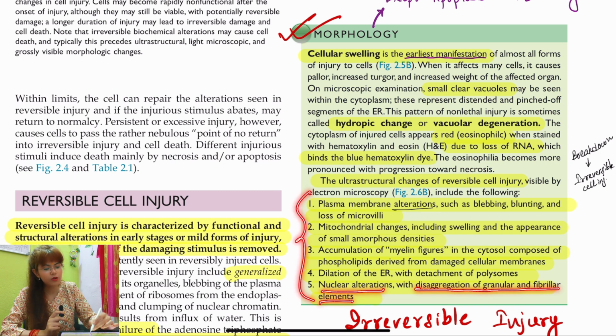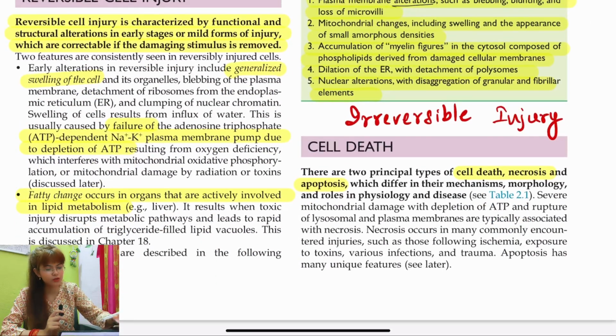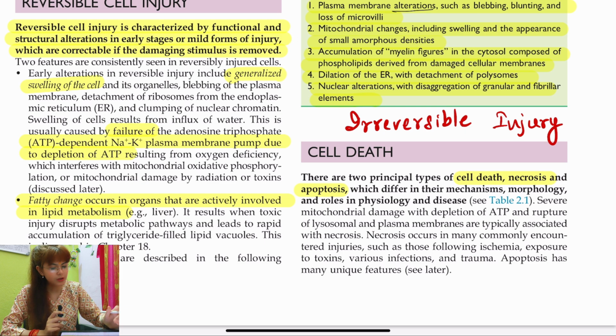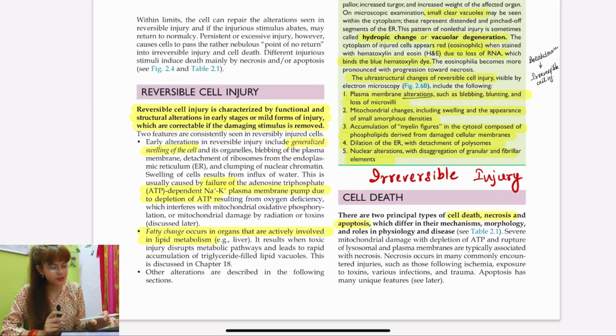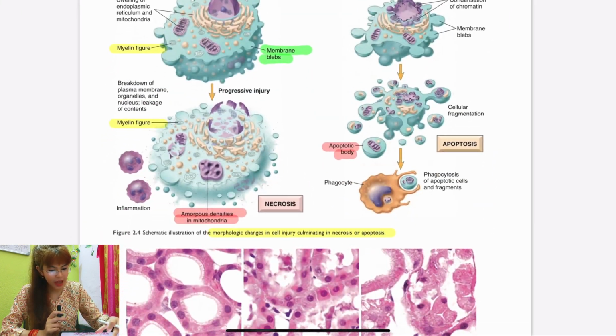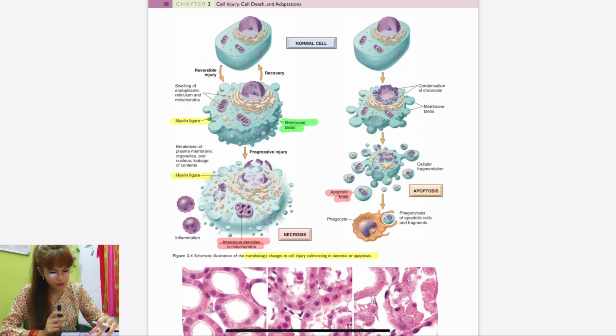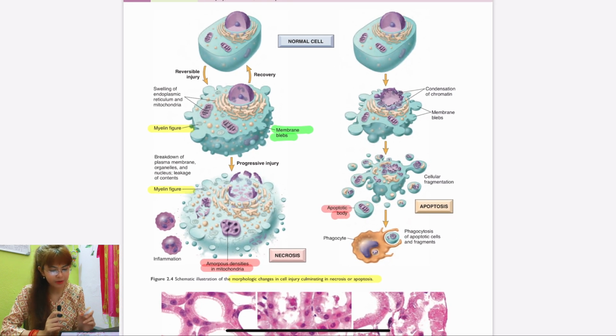So all these things come in the short notes, in the MCQs, and everywhere. So very important. Now coming to cell death, I'm going to discuss these two mechanisms here, that is apoptosis and necrosis. I'm just going to go through this image and tell you, please understand. In necrosis, you have amorphous densities in the mitochondria, but in apoptosis you rather have the apoptotic body.